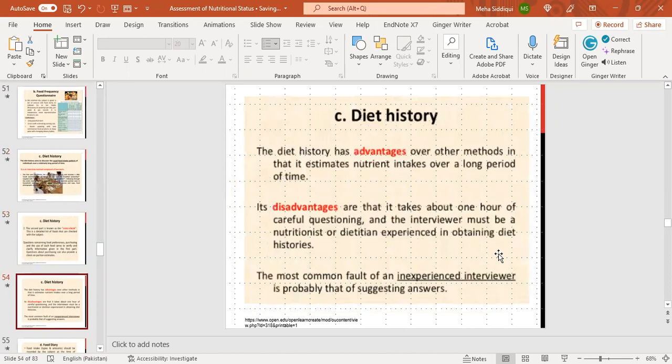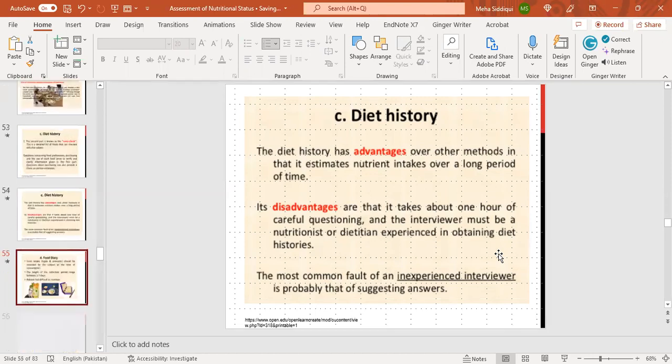The diet history has advantages over other methods in that it estimates nutrient intakes over a long period of time, and the disadvantages are that it takes about 1 hour of careful questioning, and the interviewer must be a nutritionist or dietitian experienced in obtaining diet histories. And the most common fault of an inexperienced interviewer is probably that of suggesting answers.